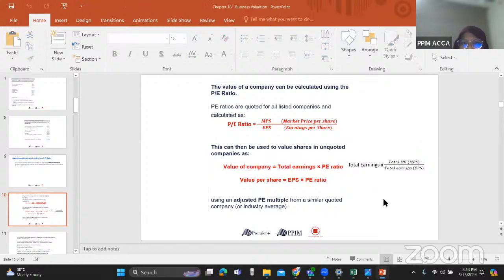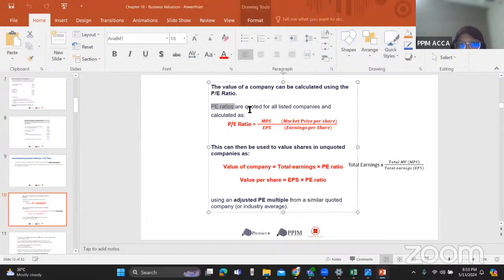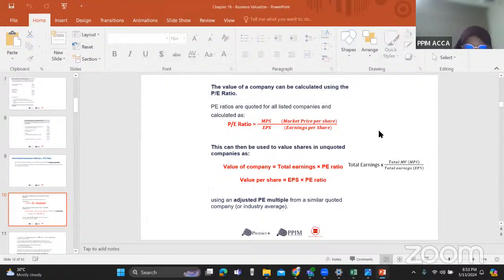The problem here with the PE ratio is, look at this point, it's saying PE ratios are quoted for all listed companies. Meaning, if you are in the stock exchange, somebody will calculate your PE ratio because you will have a market price per share. But if you're an unquoted company, obviously you have a problem because you don't have a market price per share. So trying to get the PE ratio is going to be a little difficult. You have to find a similar quoted company and then adjust their PE ratio to reflect your PE ratio. So that is another disadvantage of this method.